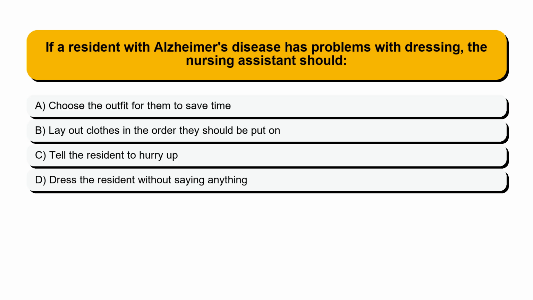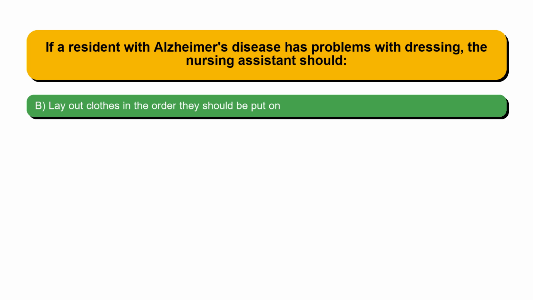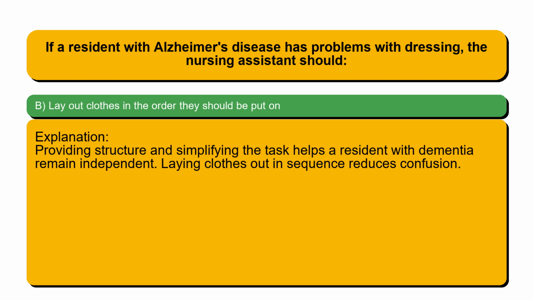Question 45. If a resident with Alzheimer's disease has problems with dressing, the nursing assistant should option A, choose the outfit for them to save time. Option B, lay out clothes in the order they should be put on. Option C, tell the resident to hurry up. Option D, dress the resident without saying anything. The correct answer is option B, lay out clothes in the order they should be put on. Providing structure and simplifying the task helps a resident with dementia remain independent. Laying clothes out in sequence reduces confusion.